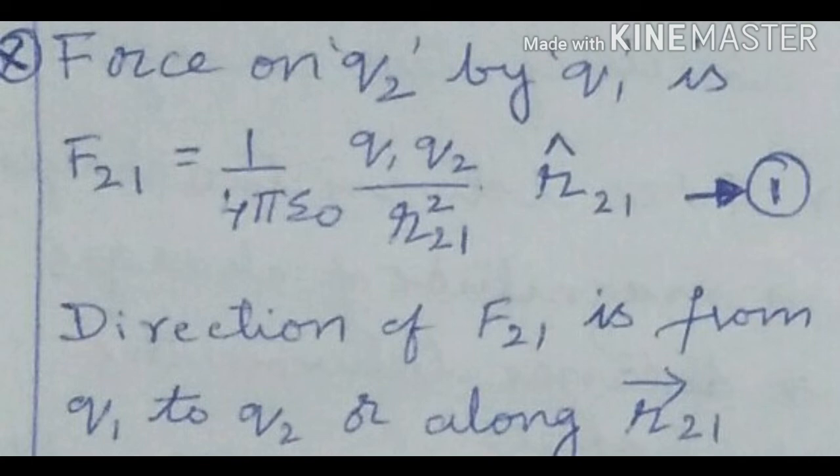Now, the force on Q2 by Q1, F21, is equal to 1 by 4 pi epsilon naught Q1 Q2 by R21 square R21 cap, where R21 cap is the unit vector along R21. We write R21 cap because force is a vector quantity. The magnitude of the force is 1 by 4 pi epsilon naught Q1 Q2 by R21 square, and its direction is along R21.